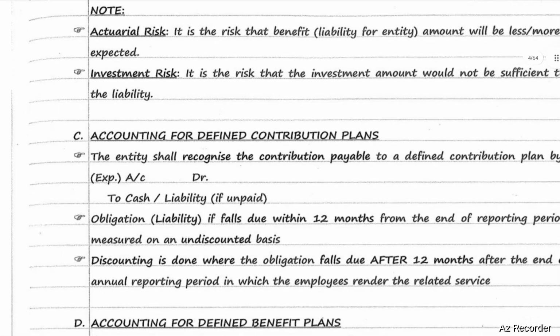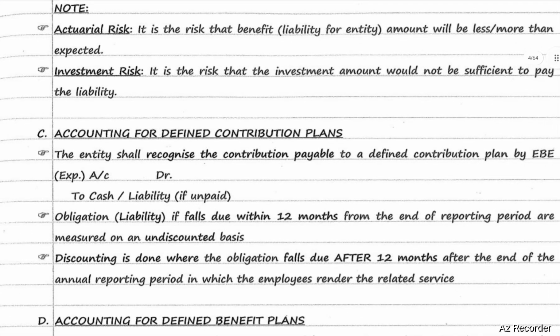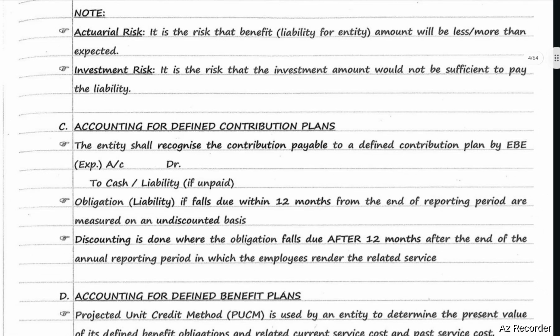Next, what is meant by actuarial risk? It is the risk that benefit, that is liability for an entity, amount will be less or more than expected. It is the actuarial risk. What is investment risk? It is the risk that investment amount would not be sufficient to pay the liability. It is the investment risk.